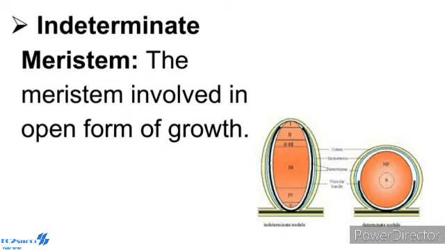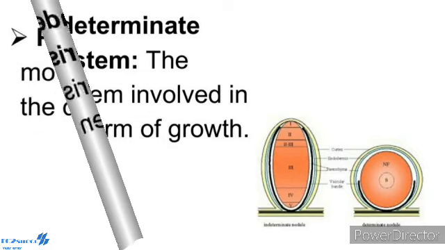There is a meristem at the tip of every root and shoot, called root apical meristem and shoot apical meristem. The meristems such as RAM, root apical meristem, SAM, shoot apical meristem, vascular cambium, cork cambium, and intercalary meristem, which are involved in open form of growth, are called indeterminate meristem.